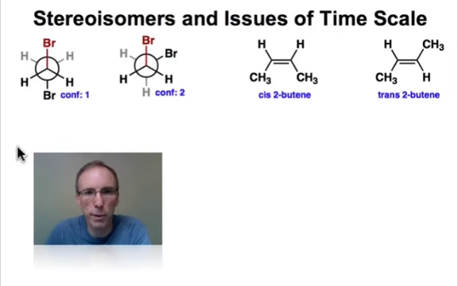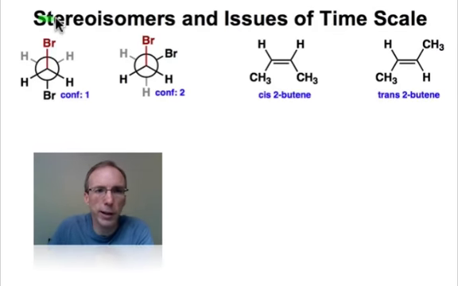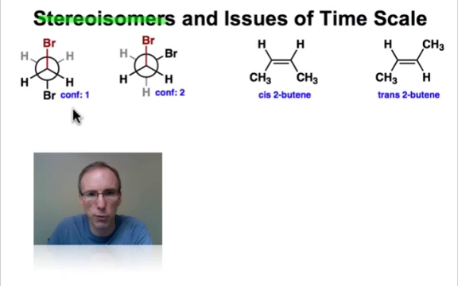Having looked at conformational changes, let's return to the issue of stereoisomers. If these two molecules were frozen in the conformation that's shown here, they're stereoisomers of one another. They're diastereomers. However, what we now know is that the barrier to interconversion between these two is rather small, meaning that they'll interconvert very rapidly. Certainly at room temperature, they'll be happening millions or billions of times per second.